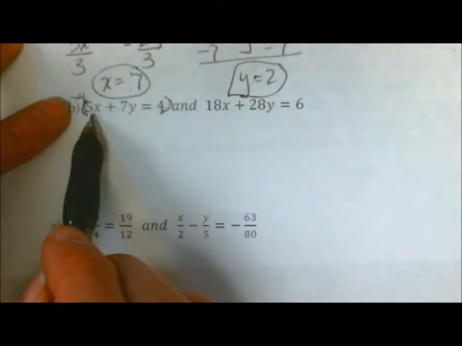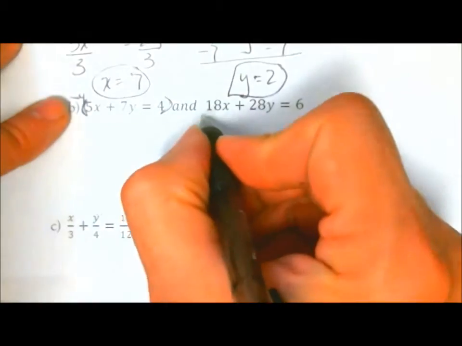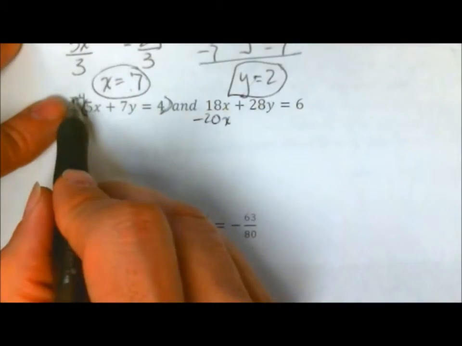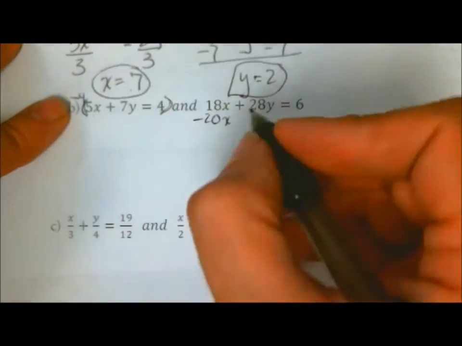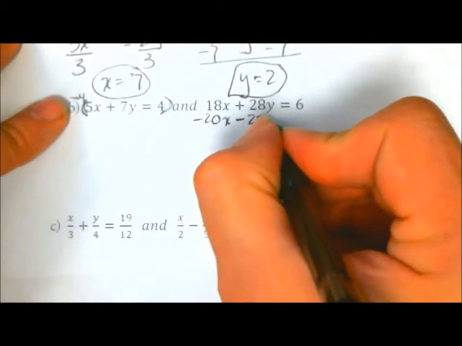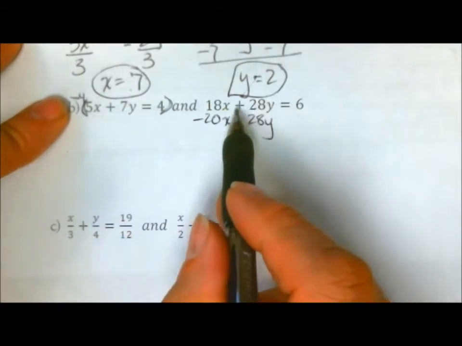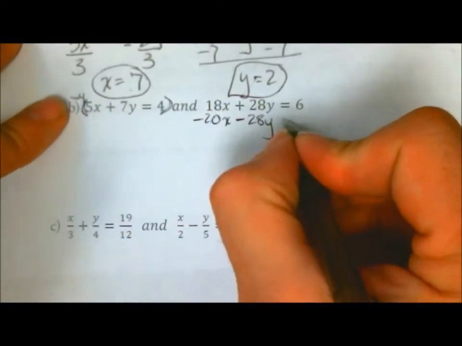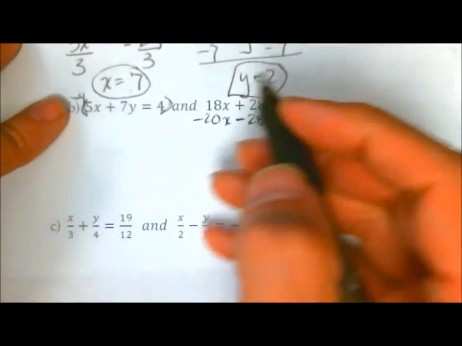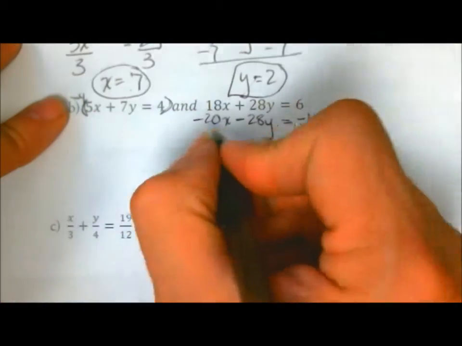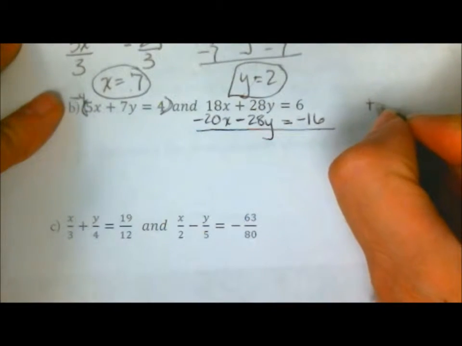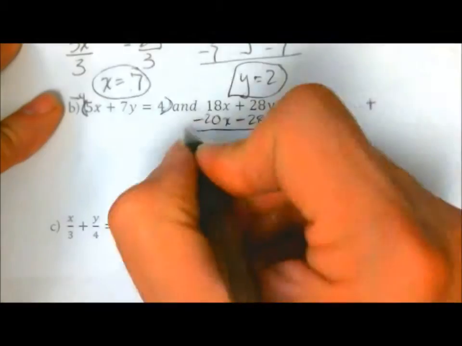Negative 4 times 5x is a negative 20x. Negative 4 times 7y is a negative 28y. Ding, ding, ding, ding. See the opposites there? That's going to be really good for me. And that equals, what's a negative 4 times 4? A negative 16. Once again, don't get confused. We're always going to add the equations.